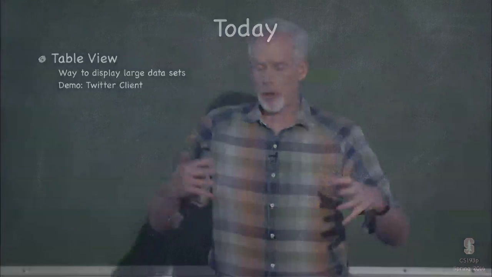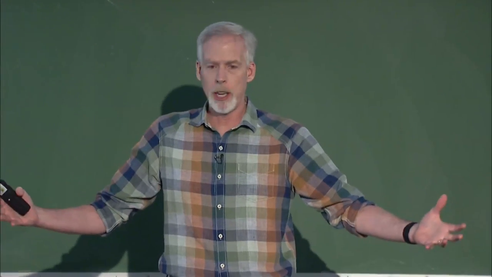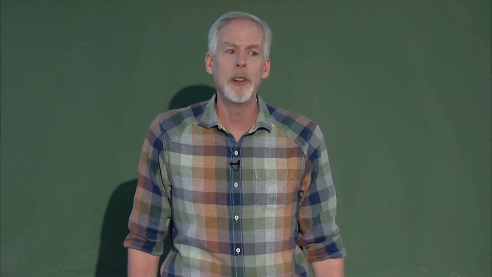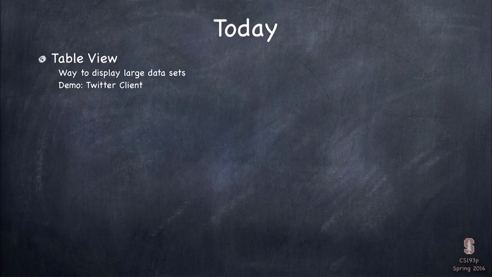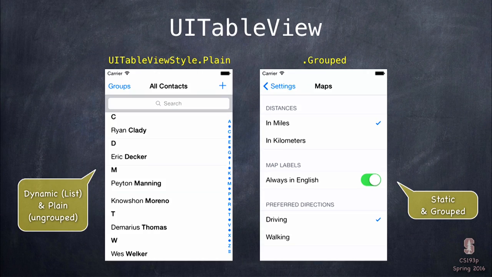It's basically a way to create apps that are looking at large data sets. And our demo is going to be a Twitter client. And of course, Twitter is this humongous data set, a bunch of tweets out there and more all the time. And so table view is a great way to show tweets. So what is table view?